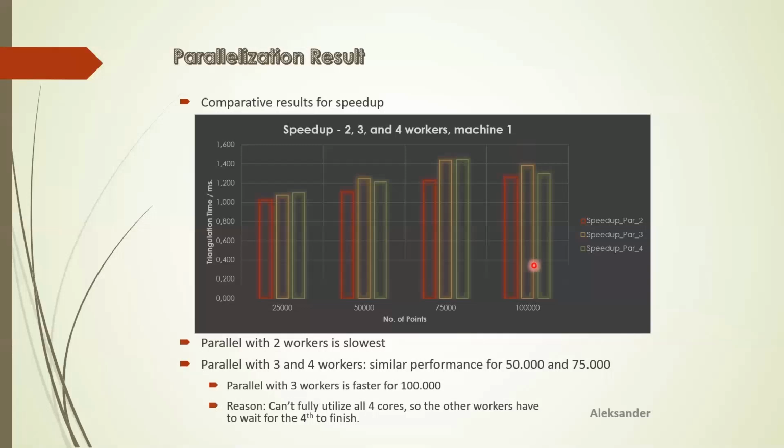Our theory is that the reason for this is that the device only has 4 cores, which means that the 4th core is always going to be used for some small things in the background, like running the operating system. And for that reason, it's not able to fully utilize the 4th core. So the reason we see it performing slower than 3 cores is actually because the other workers are waiting for the 4th core to finish.